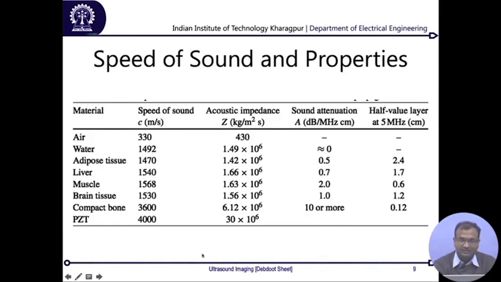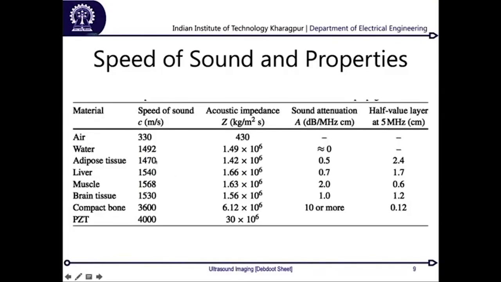Some important things from the perspective of understanding medical image analysis are the speed of sound and its properties. Everybody knows the speed of sound in air is 330 meters per second, but as you go into denser media, the speed of sound increases. In water it is 1492 meters per second. In adipose tissue, commonly known as body fat, the something beneath your skin which keeps you warm, the speed of sound is 1470 meters per second, which is very close to water, just 22 meters per second of a difference, which is negligible.